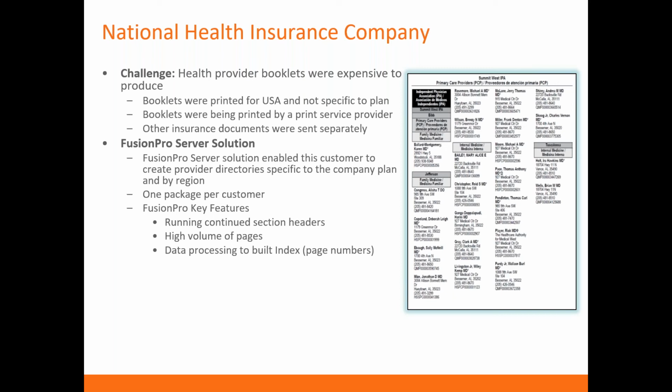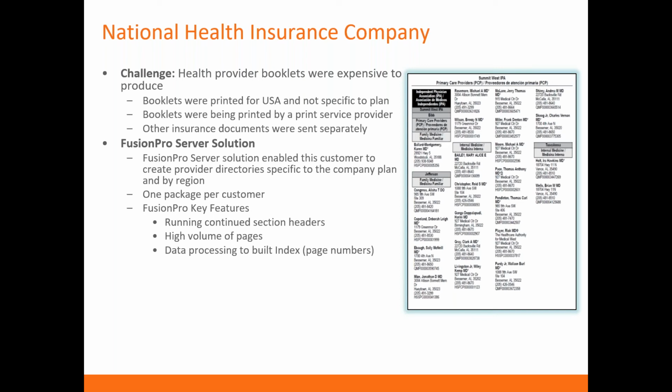And then the key feature of Fusion Pro that allowed them to do this is running continued section headers. So if you take a look at these, the dark gray sections, now none of these are flowing over a page, but if it did flow over a page, and for example that says Jefferson, that's a county, it would say Jefferson continued, for example, and Fusion Pro is able to track that.